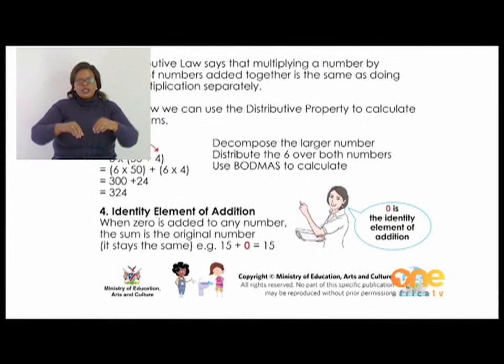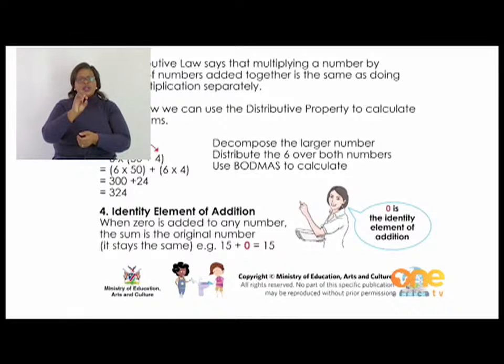Here is how we can use the distributive property to calculate difficult sums. So we have 6 times 54. So we have to expand 54. If you are to expand 54, I've done a video or presentation for expanding. So to expand 54, you can say 50 plus 4, and that has to be inside the brackets. And then we have to distribute 6 to 50 and 6 to 4. And you have to go on until you get the answer.